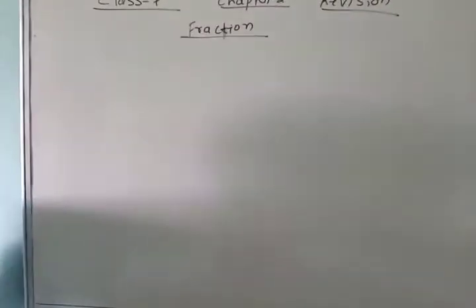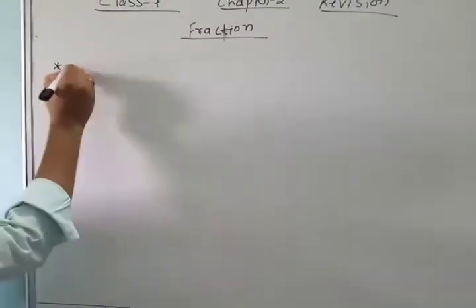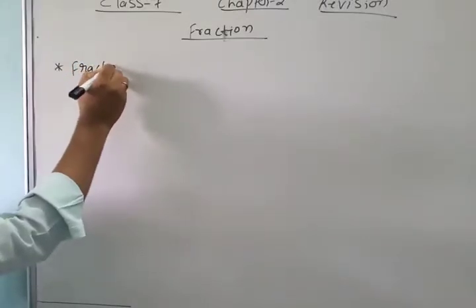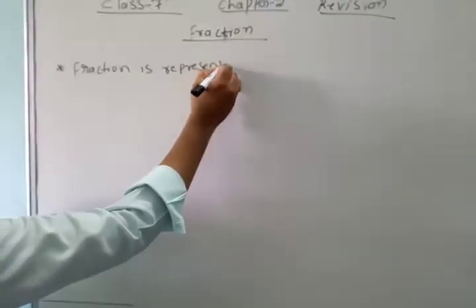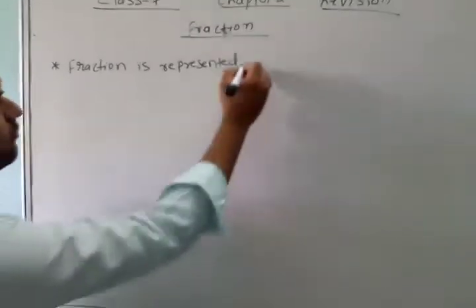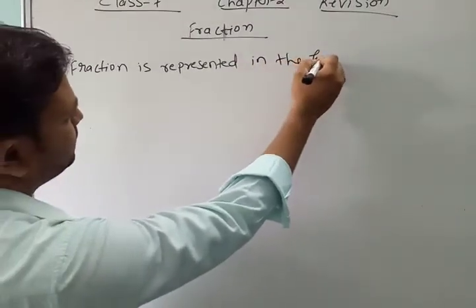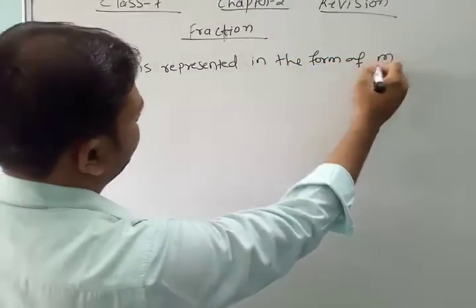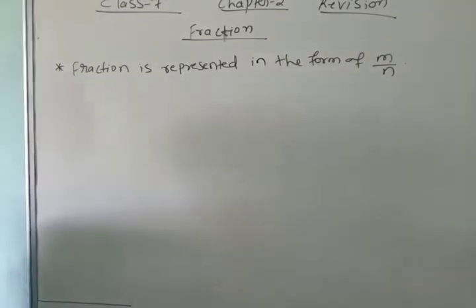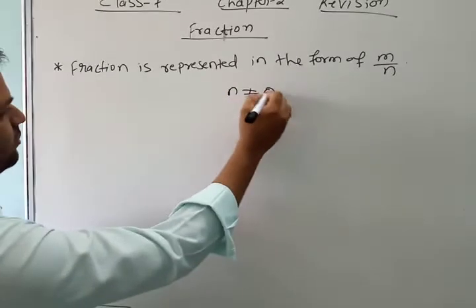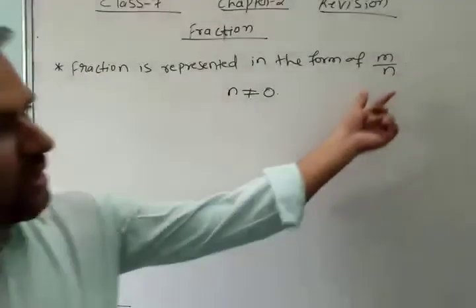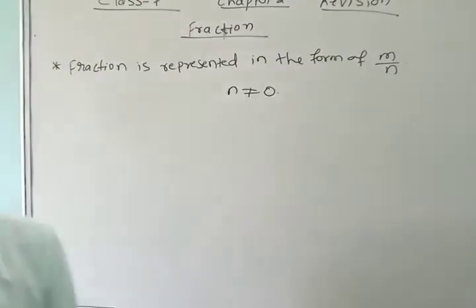Now, what is the meaning of fraction? Write one definition. Fraction is represented in the form of m upon n, where n is not equal to 0. Any fraction is represented in the form m upon n, where n is not equal to 0. Meaning, the denominator part should not be 0. Then this form is known as fraction.